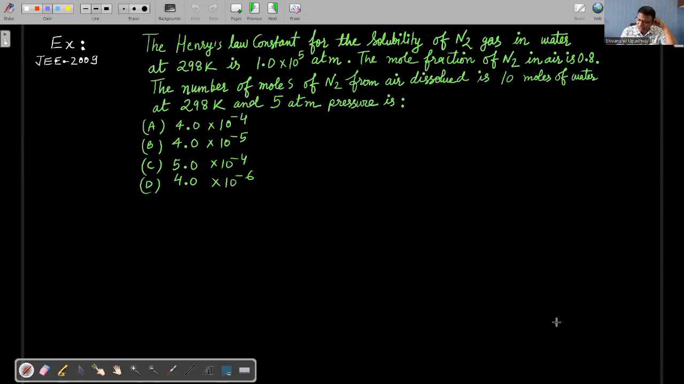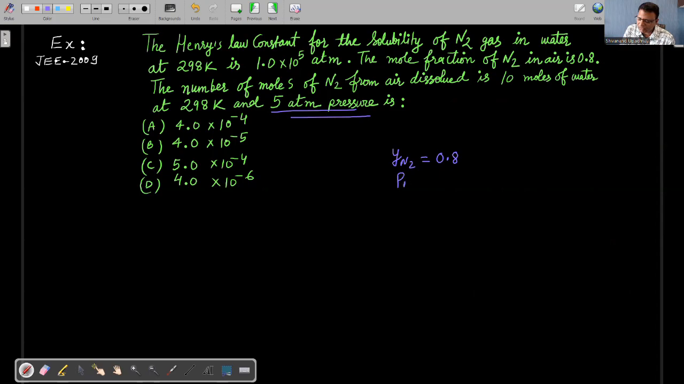And this is the best question which was asked in JEE 2009 about Henry law. It's a simple question. Let us solve this question. The Henry law constant for the solubility of nitrogen gas in water at 298 Kelvin is 1 into 10 to the power 5 atm. The mole fraction of nitrogen in air is given as 0.8, and they are talking about a total pressure of 5 atm.